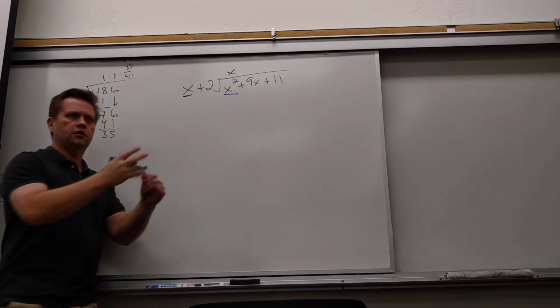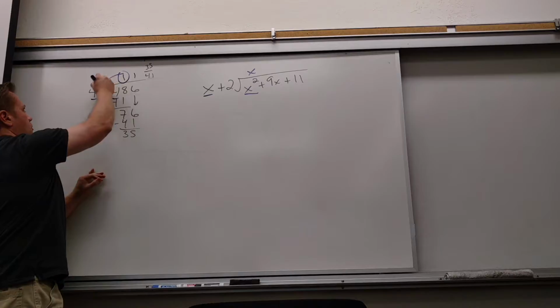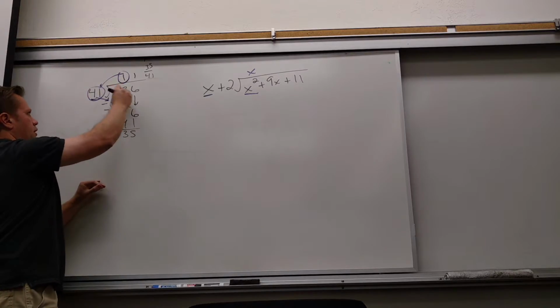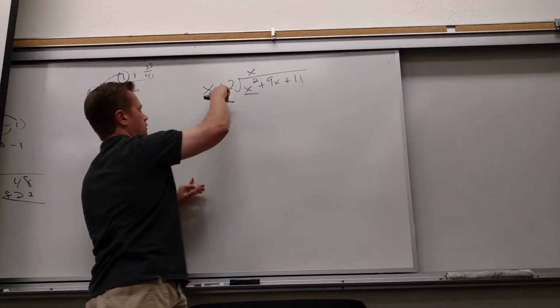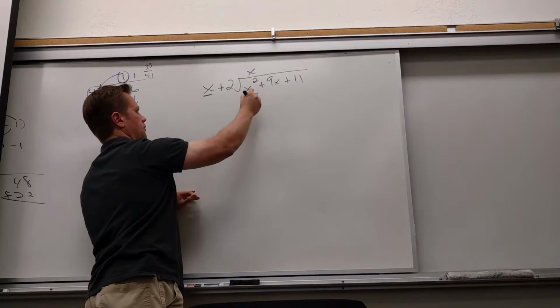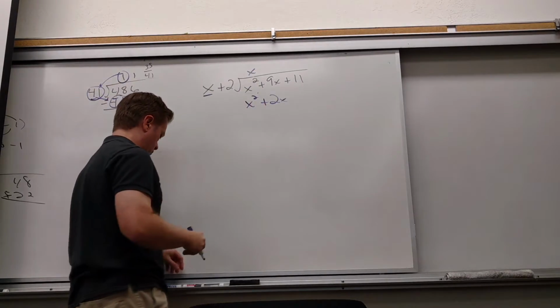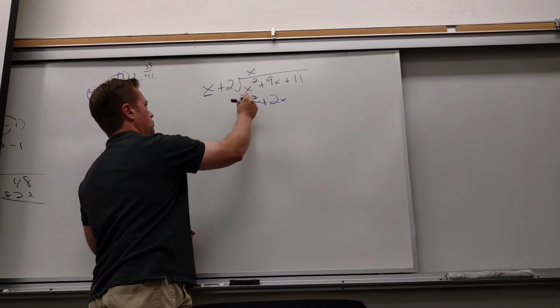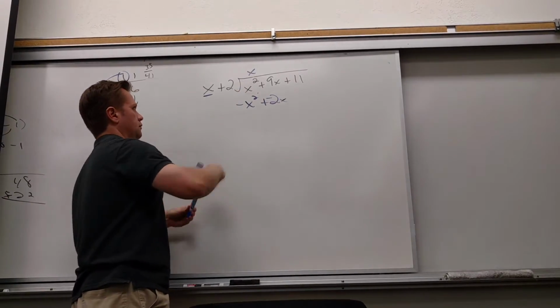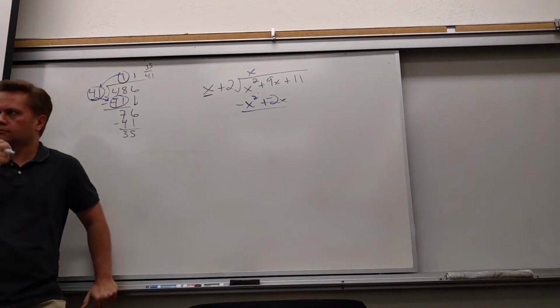Good. And then of course, the next thing I did here was I multiplied it by this whole thing and put the answer there. So I multiply this by this whole thing and get x squared plus 2x plus 2. And then of course I change the signs because I subtract, so I got to change the signs. Stop. What's up?